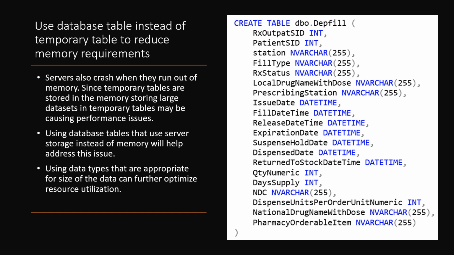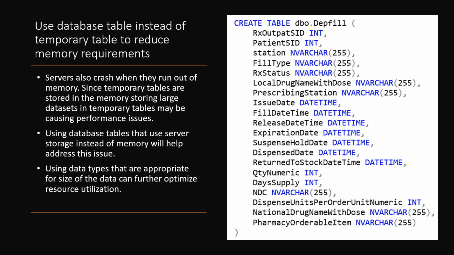The initial query utilizes temporary tables, and although temporary tables are optimized for some applications, they do consume memory. If the dataset is large enough, the server may end up running out of memory and crash because of this. Using database tables that are using server storage instead of memory can help address this. And although there's a penalty that storage is slower than memory, by preventing the server from crashing, we help ensure that the query is completed successfully. It does not stop in the middle.